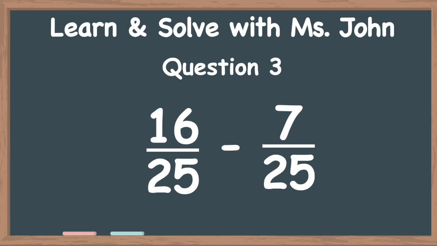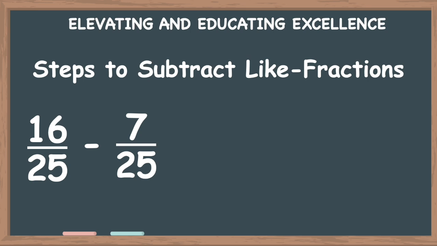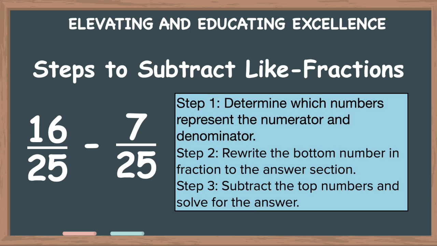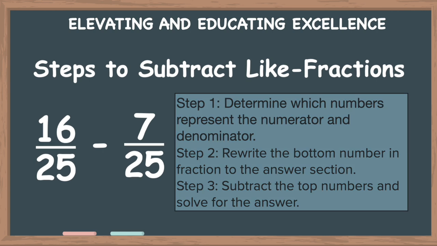Question number 3, 16/25 minus 7/25. So first, we're going to determine the steps to subtract like fractions. So number 1, we're going to determine which number represents the numerator and the denominator. Step 2, we're going to rewrite the bottom number of the fraction and just move it to the answer section. Step 3, we're going to subtract the numerators and solve for the answer.